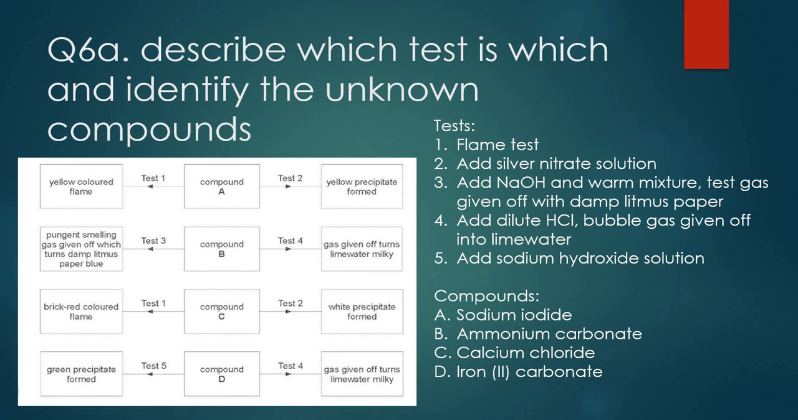Now to identify the compounds, compound A would be sodium iodide, compound B, ammonium carbonate, compound C, calcium chloride, and compound D, iron 2 carbonate.